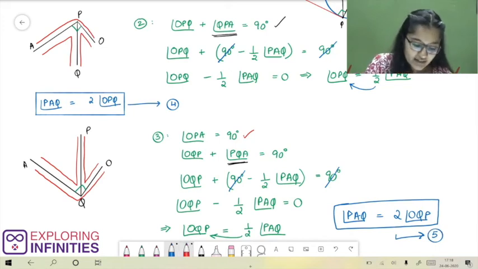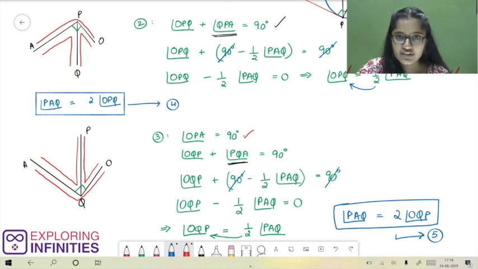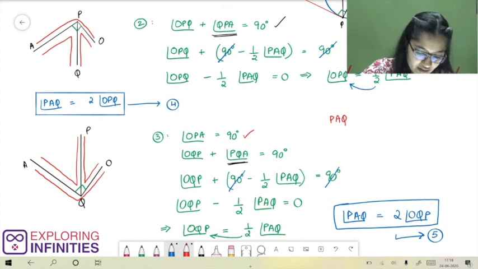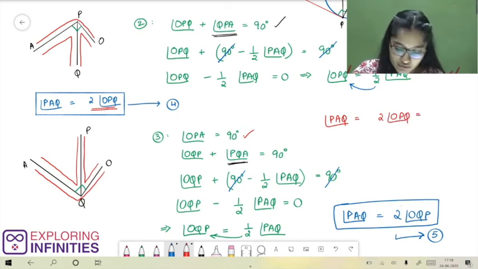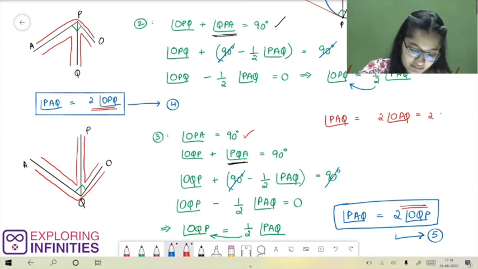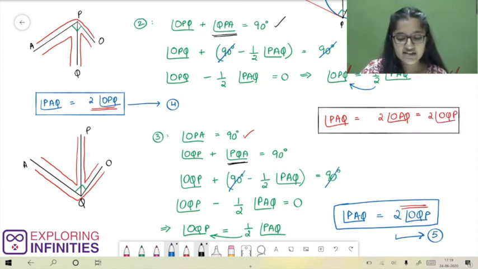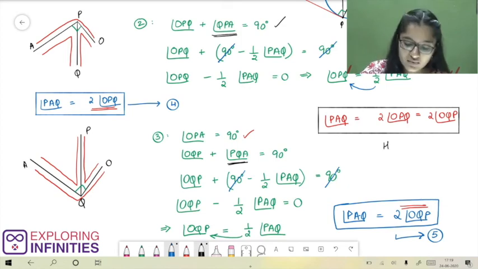Finally, in equation 4 and equation 5, we have a common term, that is angle PAQ. So when we write equation 4 and equation 5 together, we obtain angle PAQ is equal to 2 times of angle OPQ is equal to 2 times of angle OQP. And this is the relation between angles given in statement 3. Hence, statement 3 has been proved.